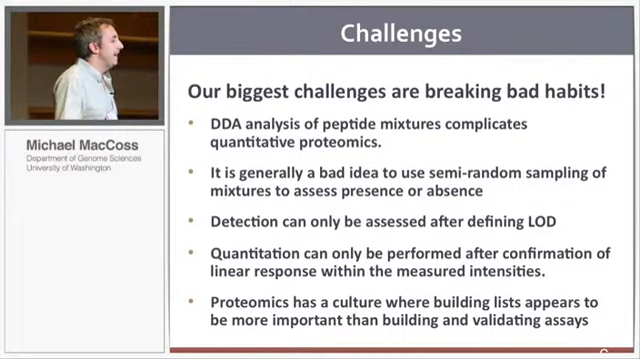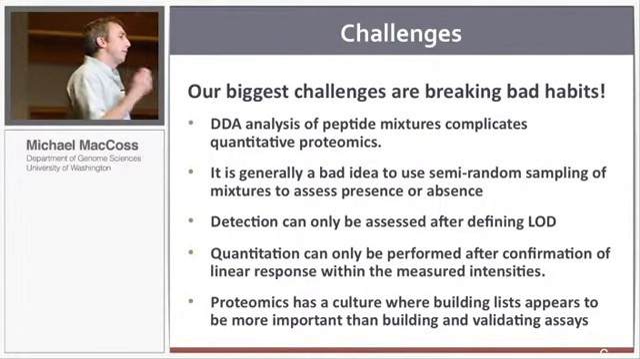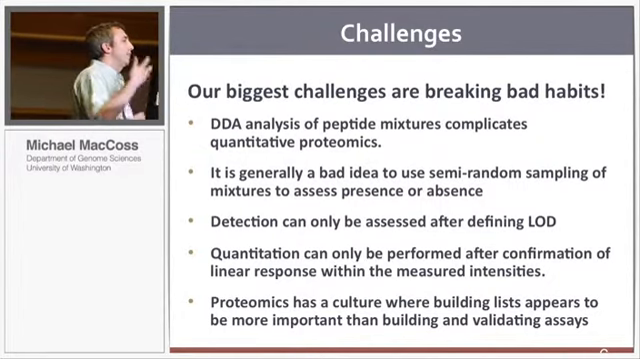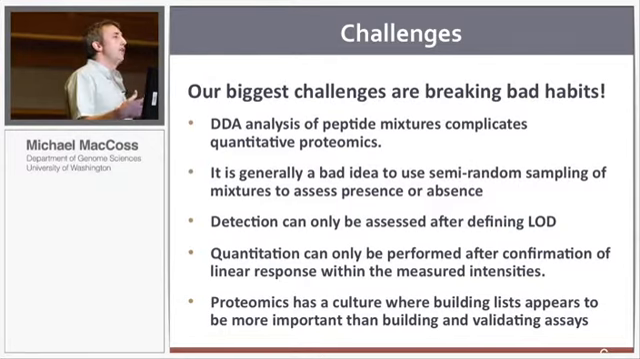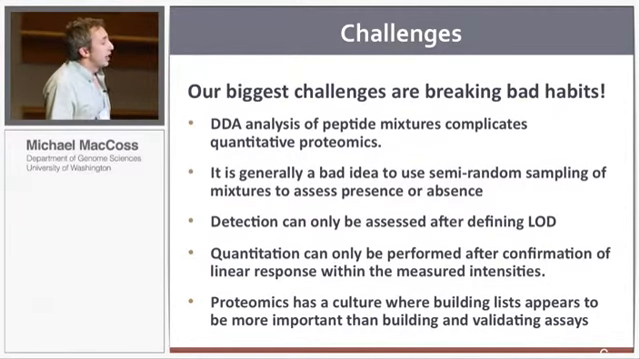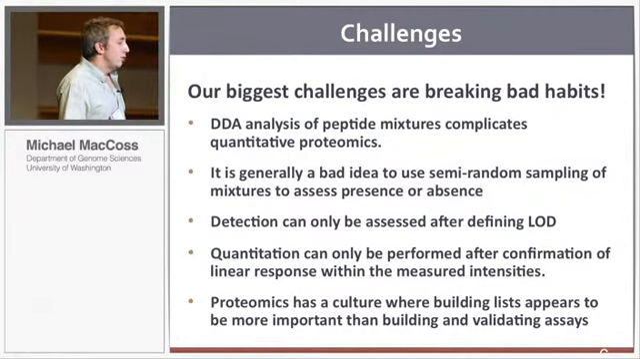So first off, I think data-dependent acquisition analysis of peptide mixtures complicates quantitative proteomics. We've had this semi-random approach for collecting data, and we're trying to compare that in multiple runs. And of course, we don't sample the same peptides in multiple runs, especially if there are major differences in intensity. So in general, people like to be able to say, we've identified these peptides in a given mixture. And I think it's generally a bad idea to use semi-random sampling of a mixture to assess presence or absence.